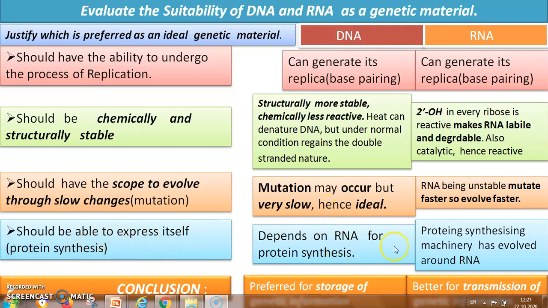Ability to express. DNA has instructions to make proteins, but it depends on mRNA, whereas protein synthesizing machinery is evolved around RNA. So in that way, we see these two features make DNA the storage information molecule, whereas RNA the information transfer molecule.